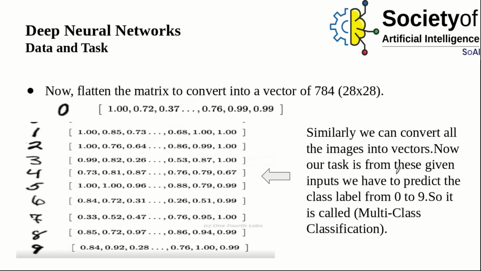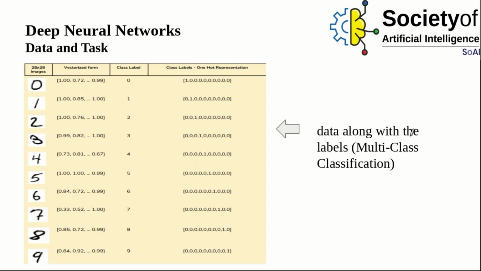Now, our task is, from these given inputs, to predict the class label from 0 to 9. So, it is called multi-class classification, as we have 10 classes from 0 to 9, where the digit can be any of these 10 digits. Now, data along with the labels: as you can see here, the vectorized form for all the class labels 0, 1, 2, 3, 4, 5, 6, 7, 8, 9, and the one hot representation of it.